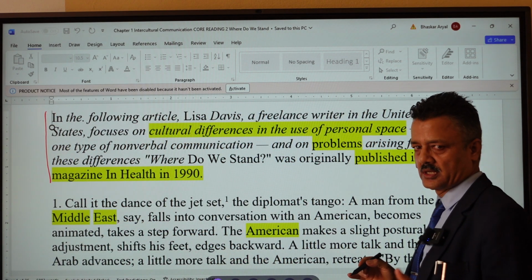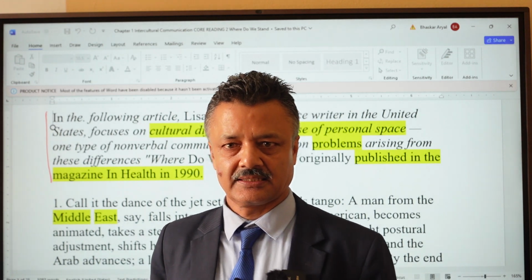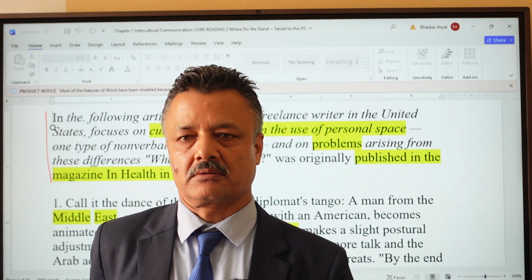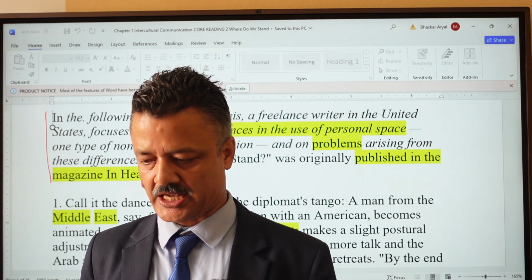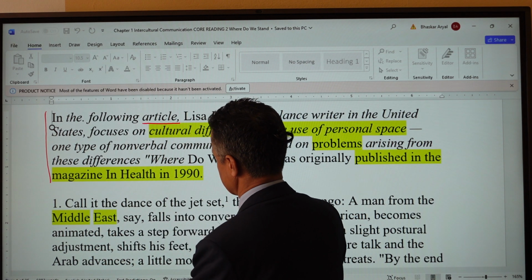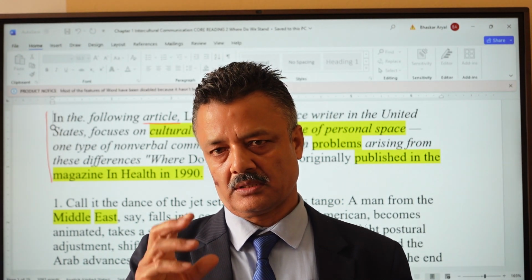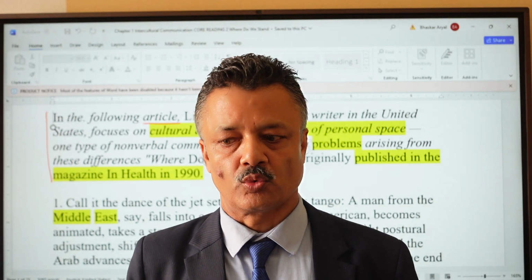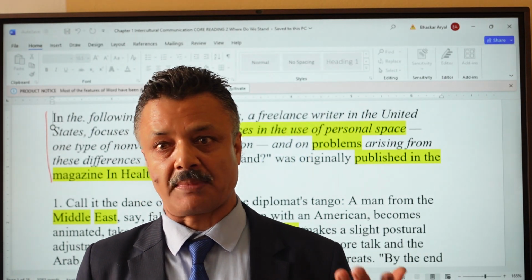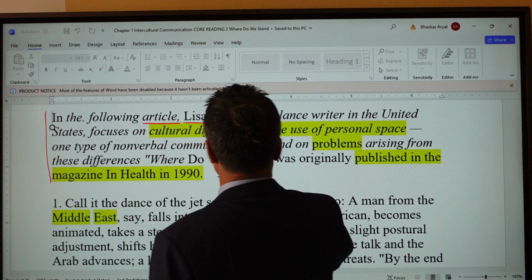And this note gives some information about the genre of the reading, about the writer, the writer's background, and the container in which this article or this text was originally published. For example, we know that the essay we are going to read is an article. What is an article? Normally we call article a scholarly piece of writing which deals with an academic subject. For example, you may have an article in a science magazine. Then we learn about the name of the writer, Lisa Davis. Then we know something about her.